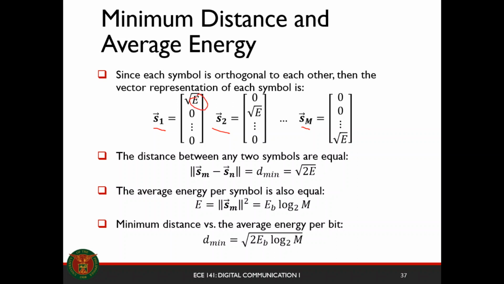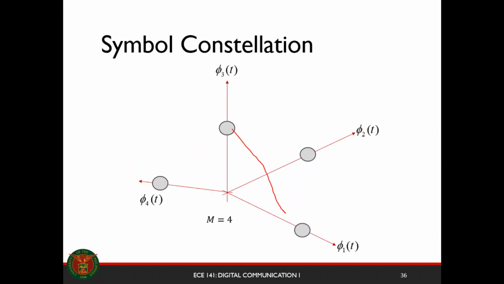Then correspondingly, the square root of E is placed as such. So the distance between any two symbols is equal. The distance from here to here is equal. The distance from here to here is also equal. The distance from here to here is the same. From here to here is equal, equal, and equal.